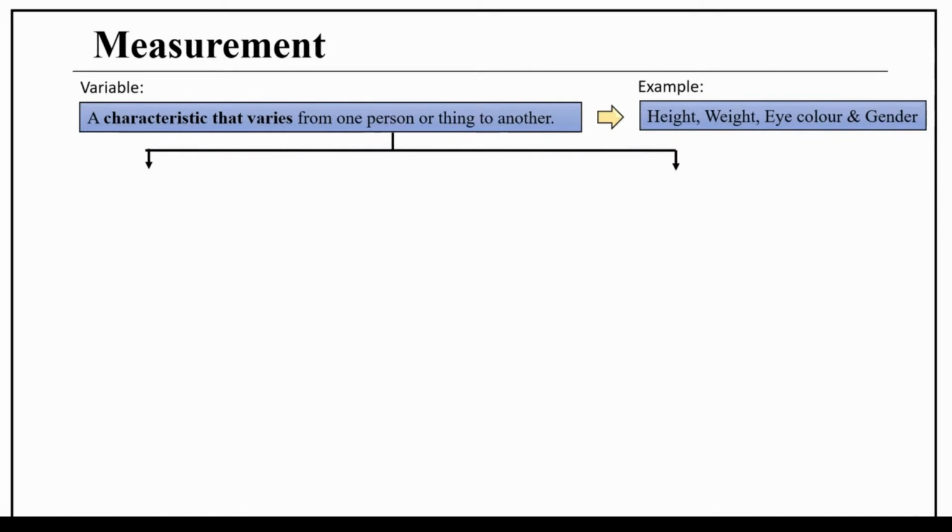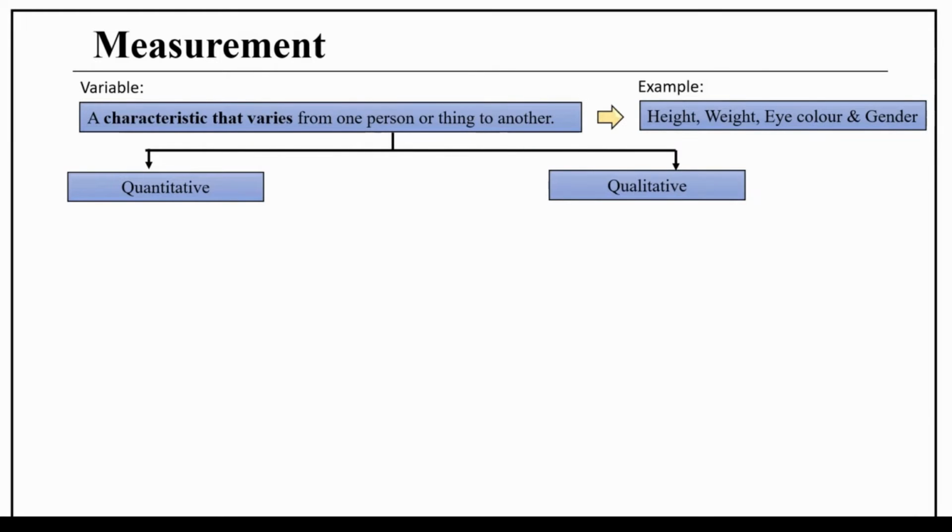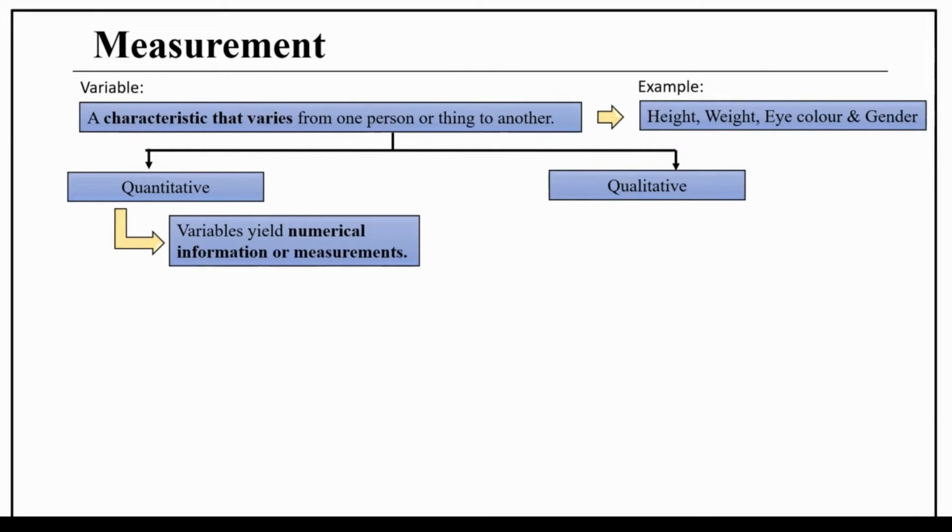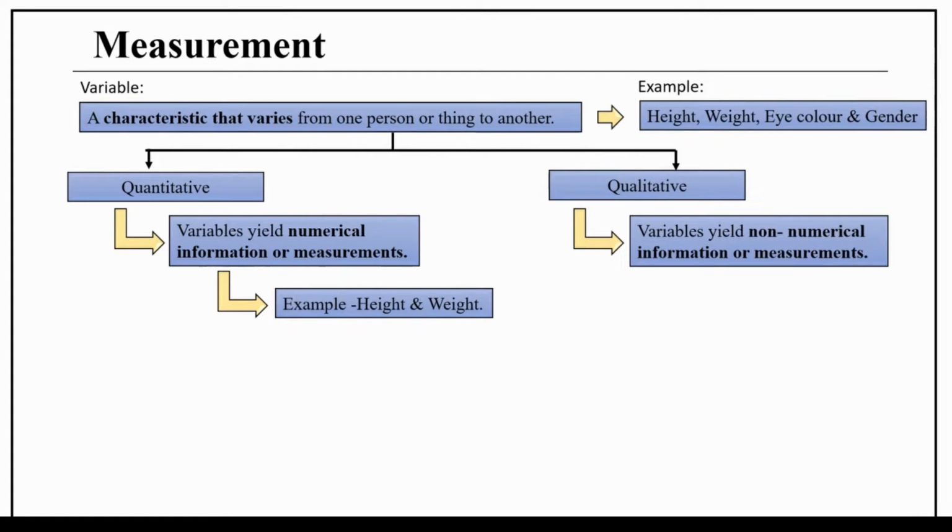Variables can be classified into two types, quantitative variables and qualitative variables. A quantitative variable is defined as a variable which yields numerical information or measurement. Its examples are height and weight. A qualitative variable is defined as a variable which yields non-numerical information or measurement. Its examples are eye color and gender.